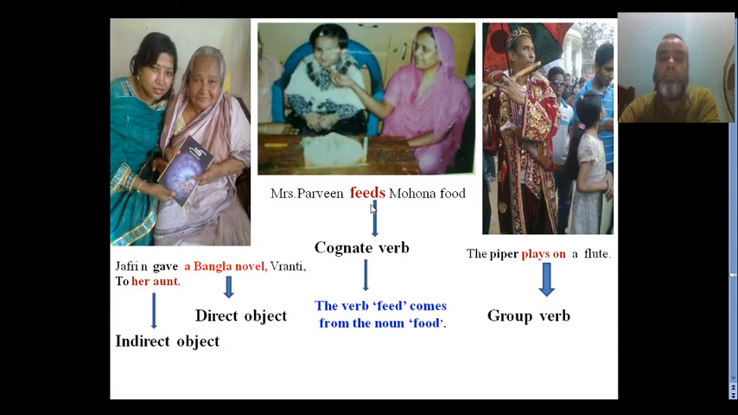Mrs. Parvin feeds Mohana food. That means this verb and this object are similar. This feeds comes from the noun food. Whenever a verb is formed from any noun, it is called a cognate verb. The verb feed comes from the noun food, so it is a cognate verb.